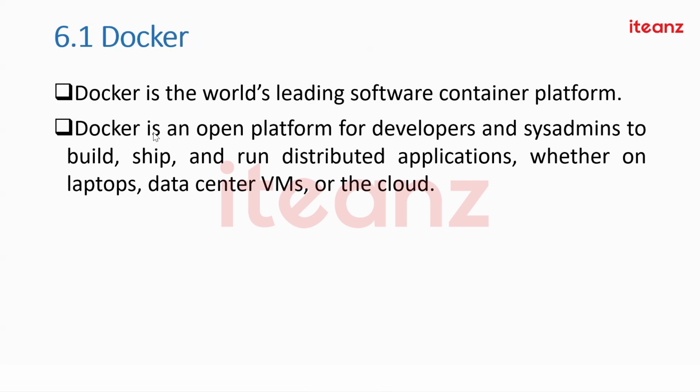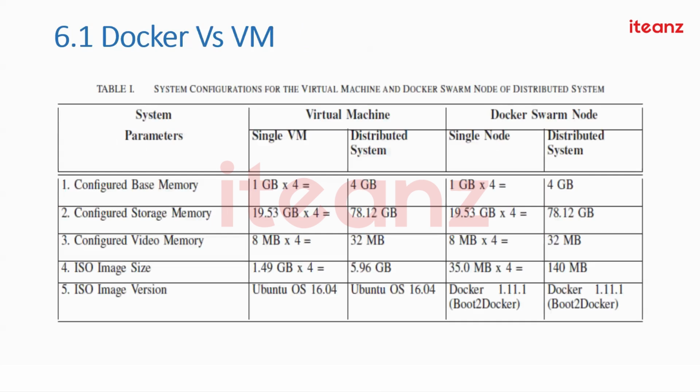Docker you already know. It is an open source platform to build, ship, and run applications. It is a system container for distributed systems. So if you see, this is Ubuntu. The difference you can see from the base memory, it is taking 4 GB. That is almost the same. But the difference is the image size. Here it's 5.96 GB.